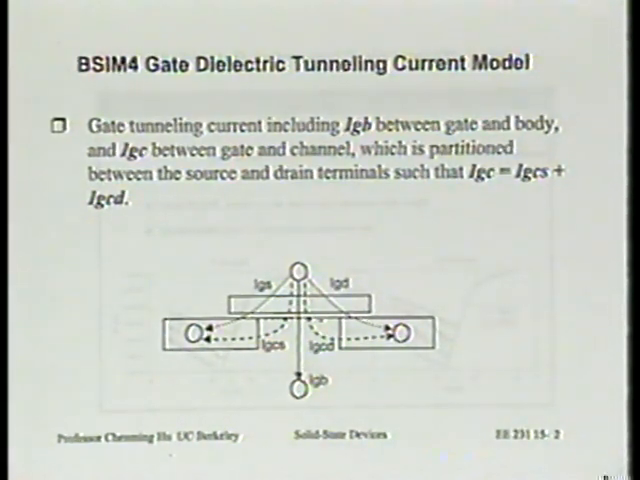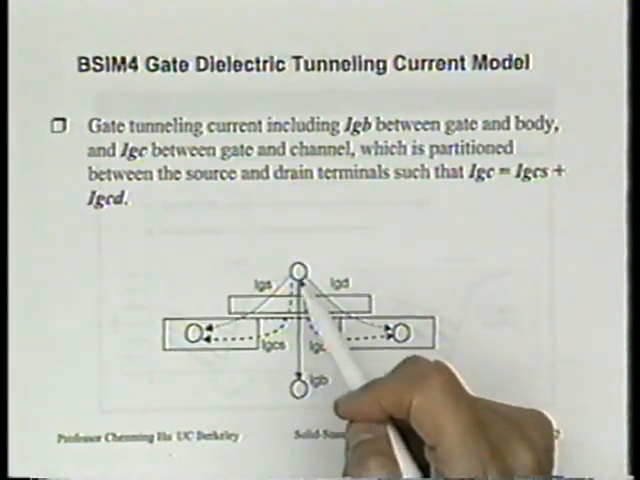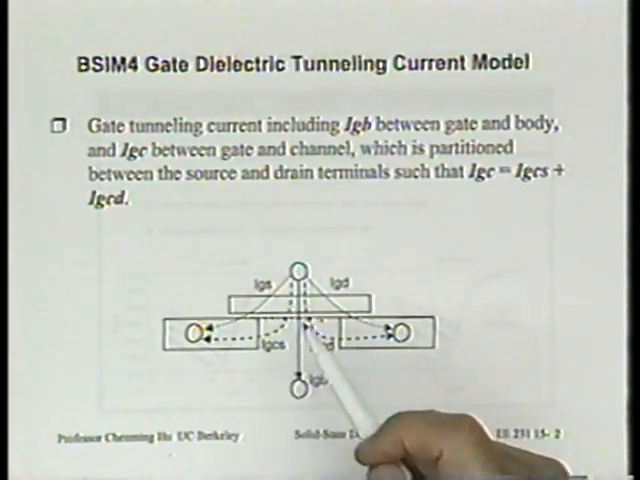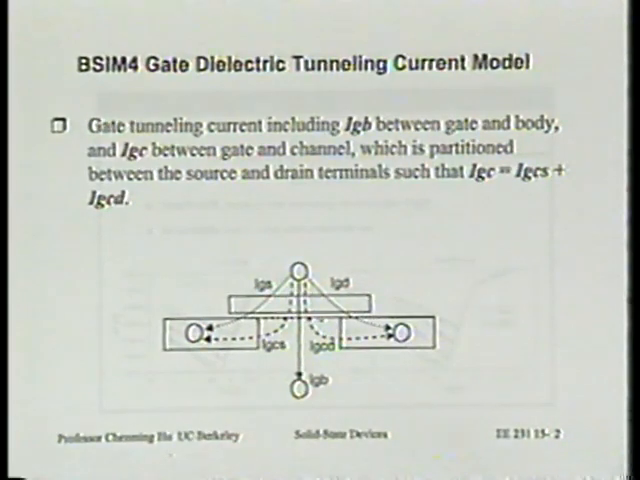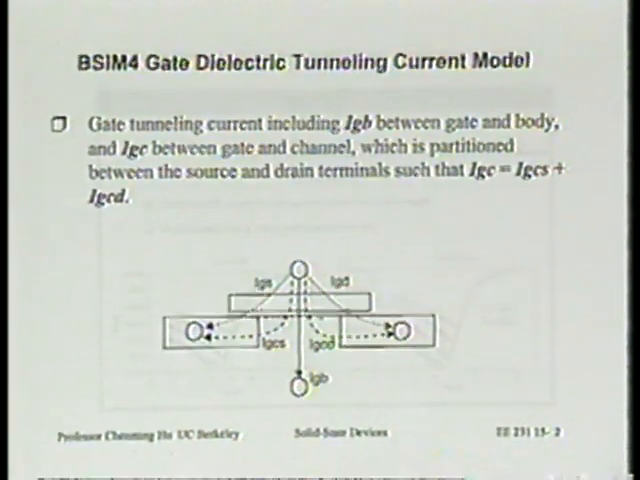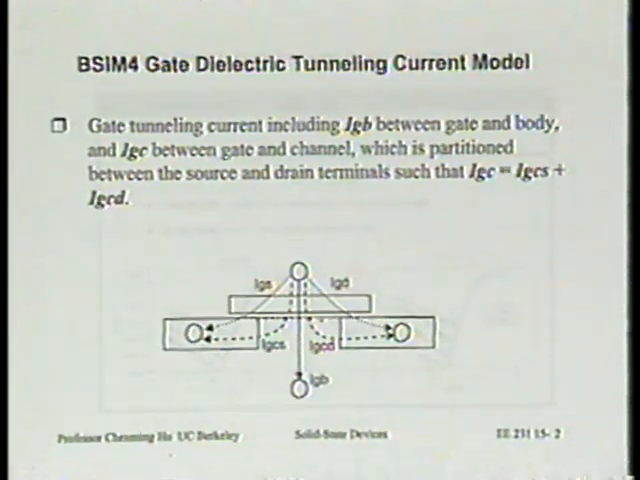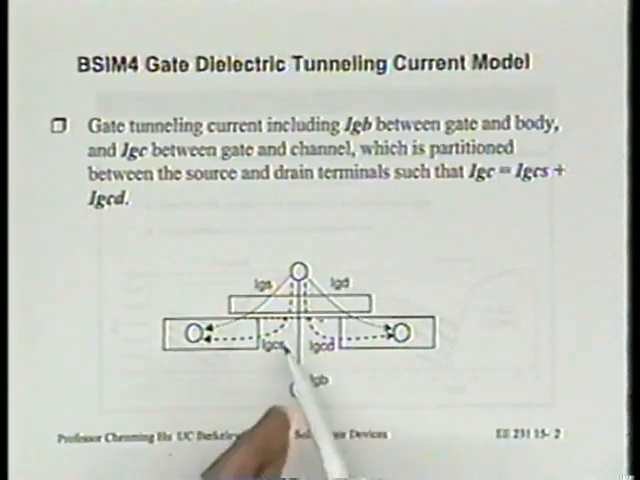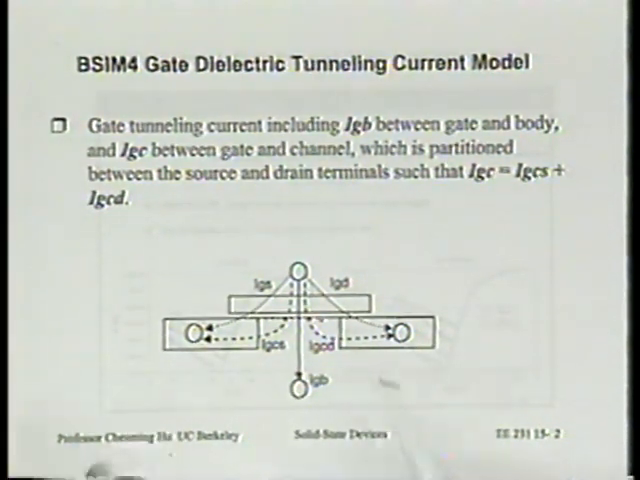That's fine. But a more interesting question is the following. Suppose there's some current flowing between the gate and the channel. Doesn't matter what's flowing into the channel, out of the channel, doesn't matter, right? Suppose we have current. Should that current be taken out of the source or taken out of the drain current or evenly divided between those two? Just what is it?